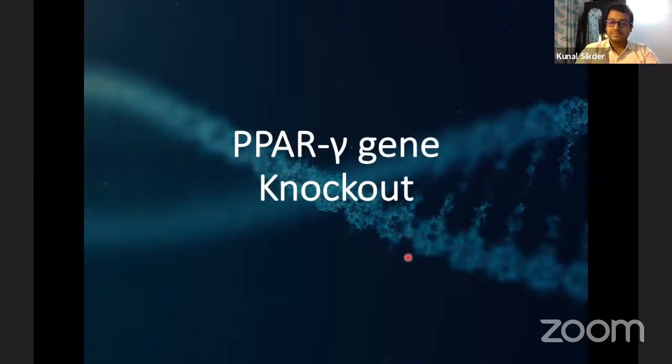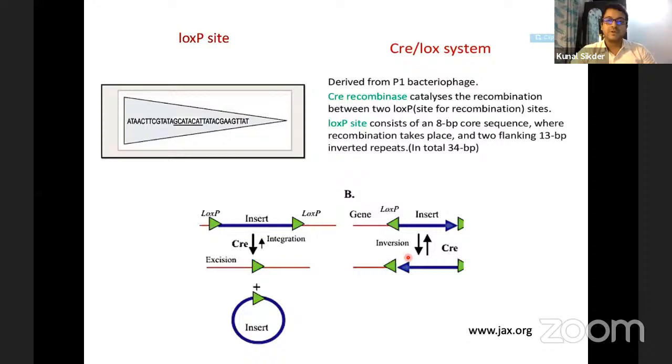So next, we did the PPAR gamma gene knockout. This is an inducible knockout we did. This is for the students mostly. So we use the Cre-Lox system. In this system, we have an enzyme called Cre recombinase. This enzyme specifically recognizes two LoxP sites. You can see this is one LoxP site and this is another LoxP site. And when this enzyme is activated, it cuts in between these two sites.